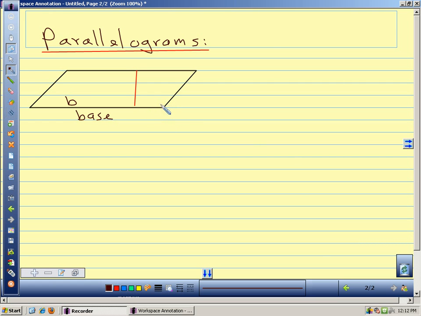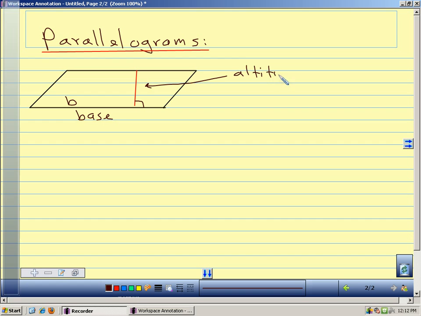And it makes a 90-degree angle with the base. The altitude has to make a 90-degree angle with the base. So this is our altitude, and that's how we find the height. We'll label this H. And just like with triangles, our altitude can be outside the parallelogram.